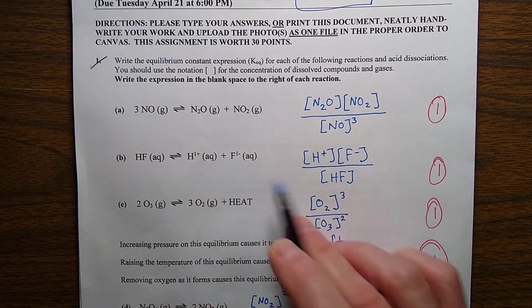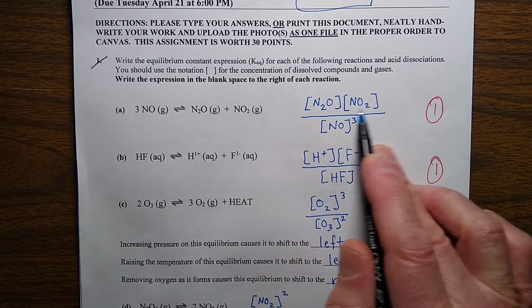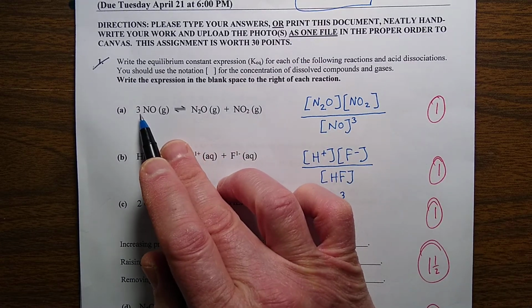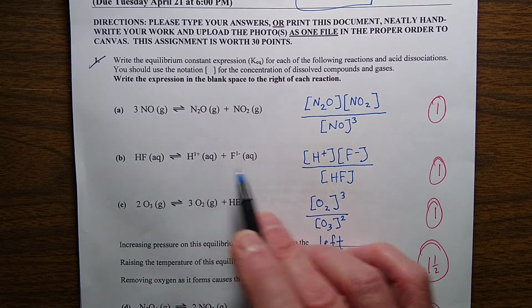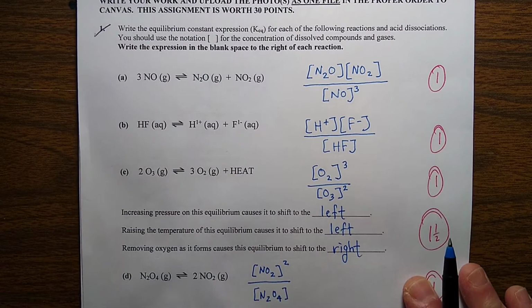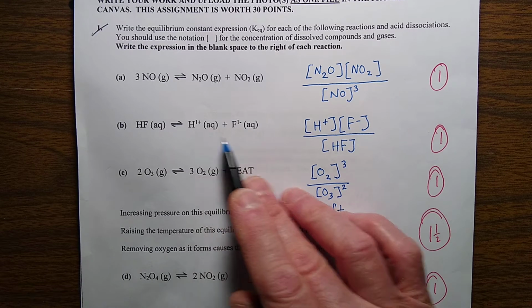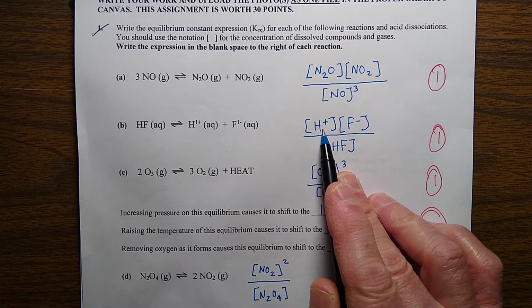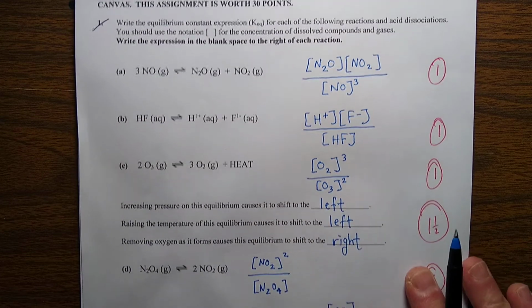It's always products over reactants, so here's the first one: N2O times NO2 over NO to the third power. So notice, if you see all gases or aqueous, they have to go into the equilibrium expression. These seem pretty straightforward. The equilibrium of a weak acid, hydrofluoric acid, the equilibrium expression is the concentration of H plus times fluoride ion over HF. They're all aqueous, so they have to appear.